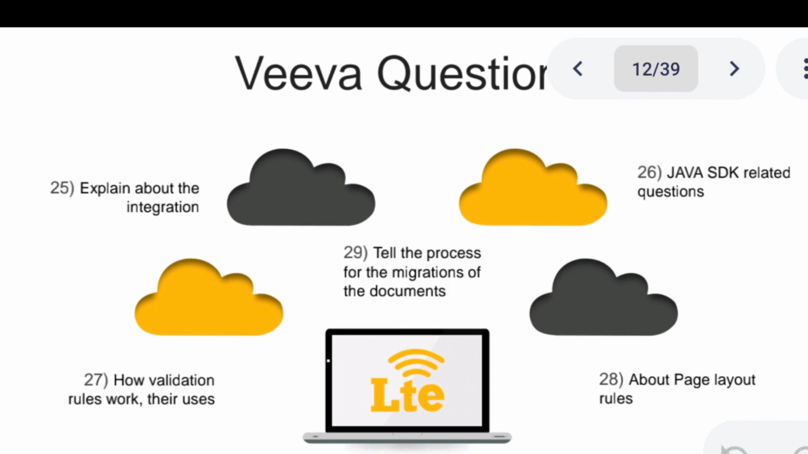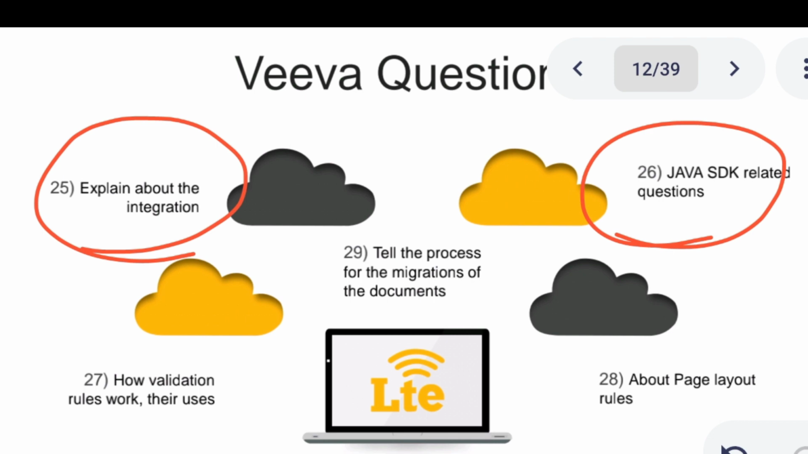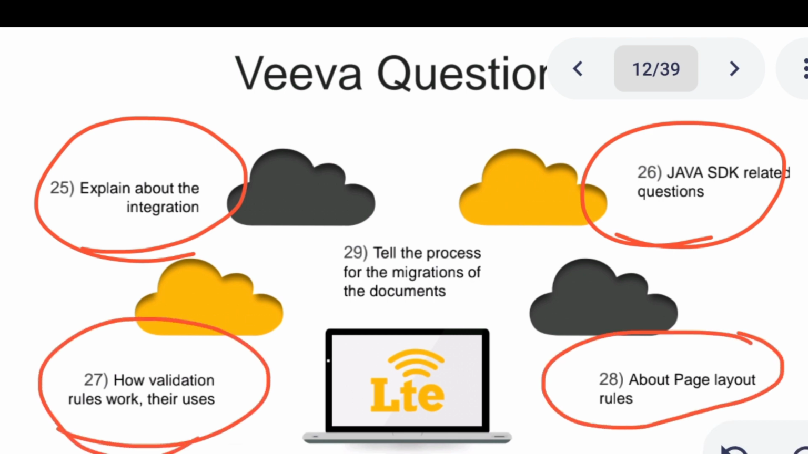The last slide of today's video, friends, is: explain the integration. You must be aware of how integration works in Vault. There will be Java SDK questions. How validation rules work and their uses. Page layout rules, you must be aware of them. And tell the process of migration of documents. Suppose you got a project about the migration of documents from the legacy source system to the target Vault, then what is the process you have to follow, what are the validation rules you have to follow? You must be aware of everything about the migration process.